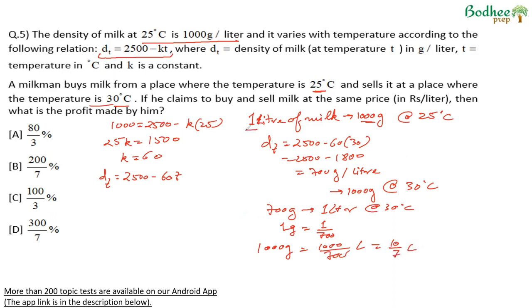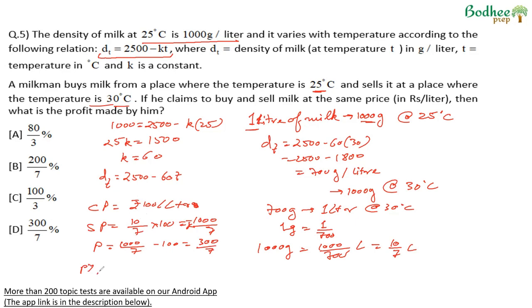Now he had 1 liter of milk, which he'll pay for. Suppose the cost price of milk is rupees 100 per liter. He buys 1 liter of milk, so he will pay a cost price of 100. Selling price will now be, when he sells, he has 10 by 7 liters of milk. So selling price will be 10 by 7 into 100, which is 1000 by 7 rupees. Selling price is 1000 by 7, cost price is 100. So profit will be 1000 by 7 minus 100, which is 300 by 7.